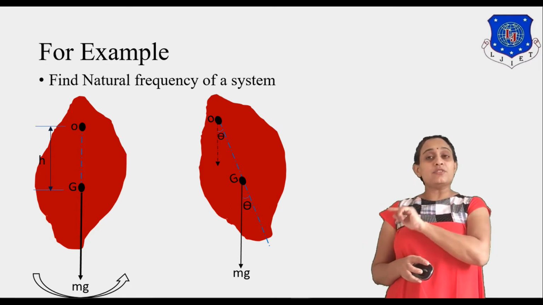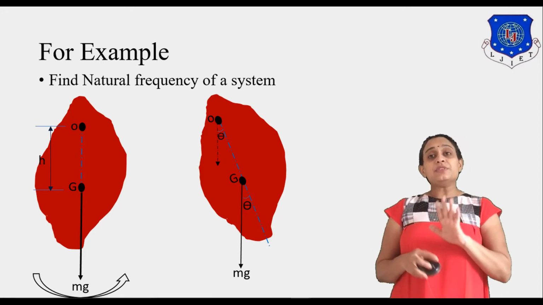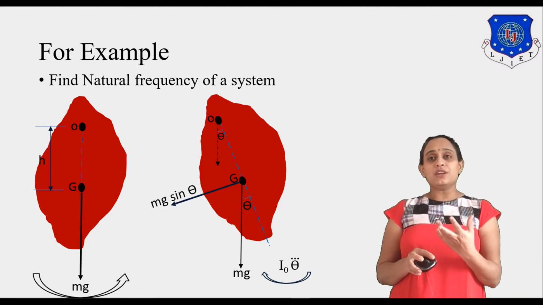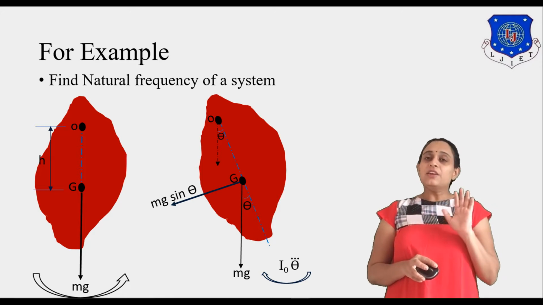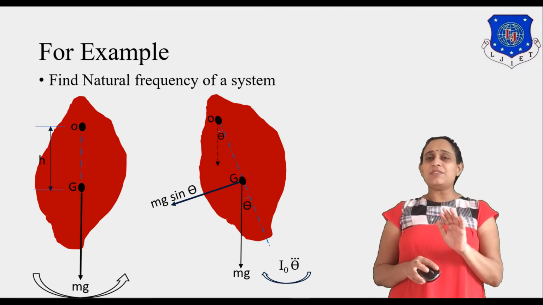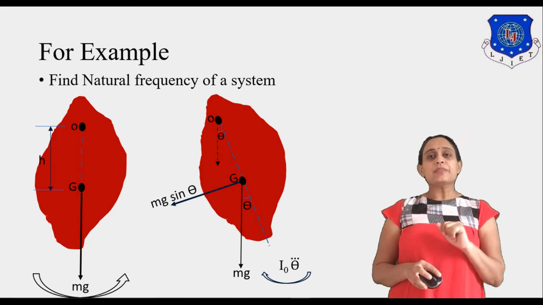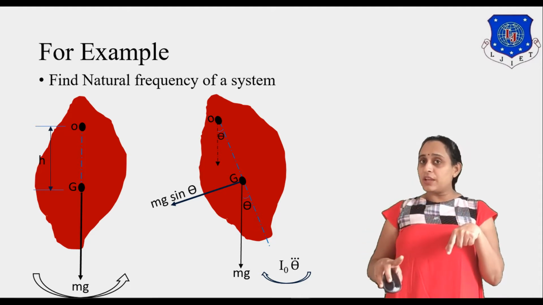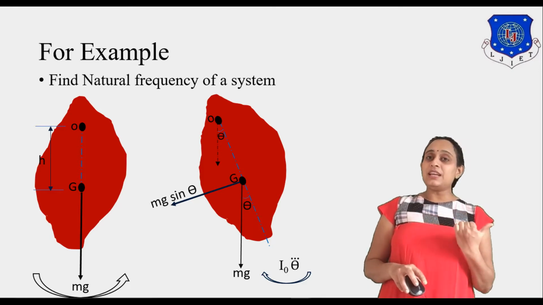If it moves back towards the initial position, the inertia torque will be in the opposite direction of the motion. What is the value of inertia torque? It is I0 theta double dot. Basically, we have studied I alpha; in this case we are considering theta double dot, which is the angular acceleration. Because mg is in the downward direction and makes angle theta with respect to the axis, the restoring force is mg sine theta.